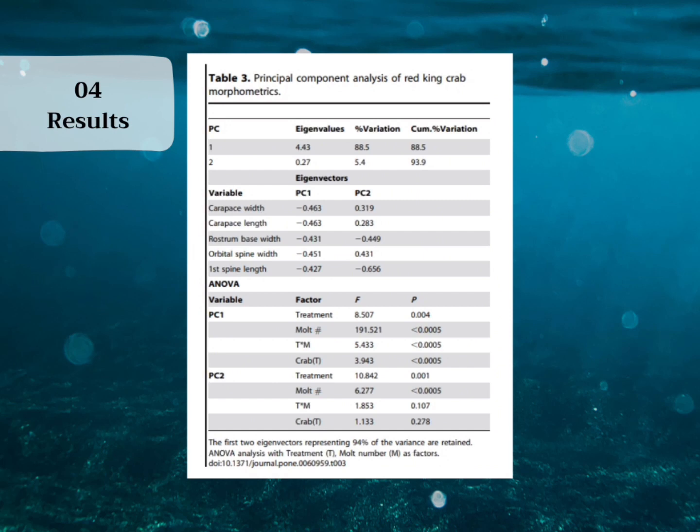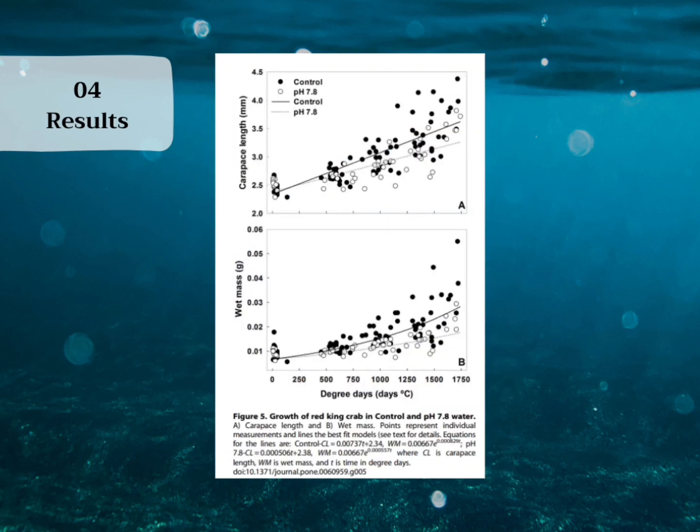Table 3. Principal components analysis of red king crab morphometrics. PC1 and PC2 eigenvectors show significantly different morphologies, and when accounted for with ANOVA, the results are inversely similar. Figure 5. Growth of red king crab in control and pH 7.8 water. A. The carapace length in the tank control grew better than at pH 7.8, and B. the wet mass of control crabs was greater than at pH 7.8. The score represents the individual's optimal model measurements.